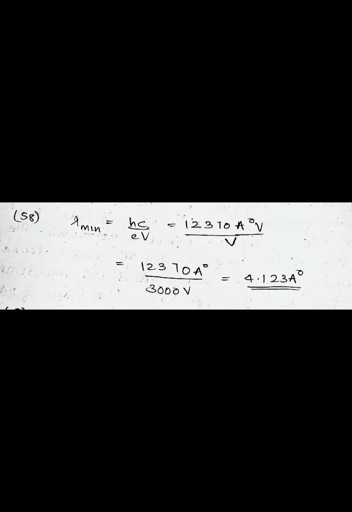The next question is, an X-ray tube operates on 3 kilovolt. The shortest wavelength of the X-rays produced is dash. We know lambda minimum is equal to hc divided by eV, that is equal to 12370 angstrom volt divided by volt, that is equal to 12370 angstrom divided by 3000 volt, that is equal to 4.123 angstrom.